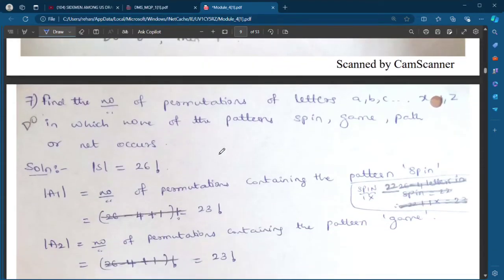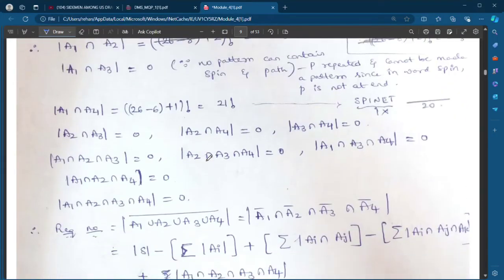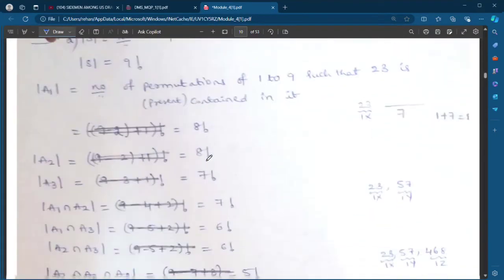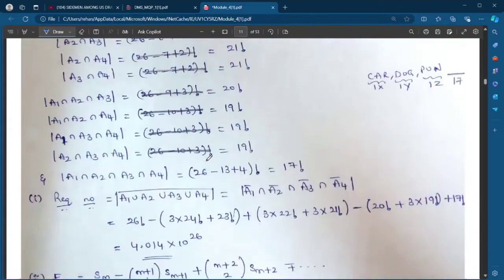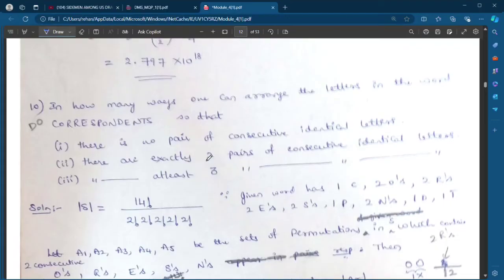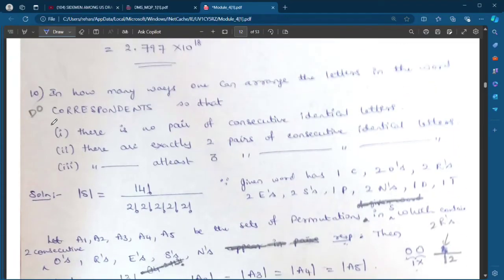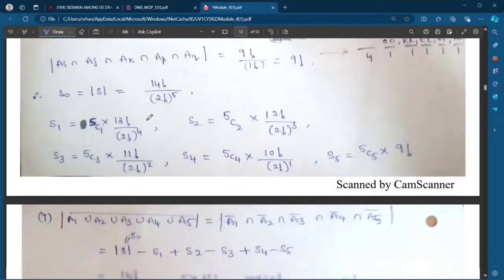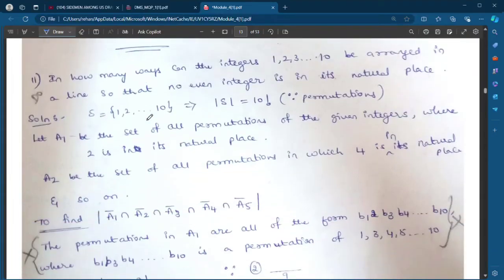Same way, this kind of problem I have explained in that model question paper, so I won't be explaining those things here. Now I will directly jump on to this question on correspondence. How this correspondence works, I have done in the model paper. I won't explain here again.